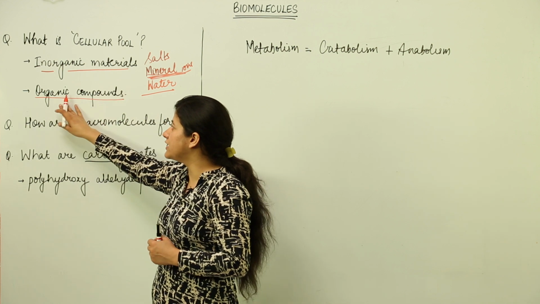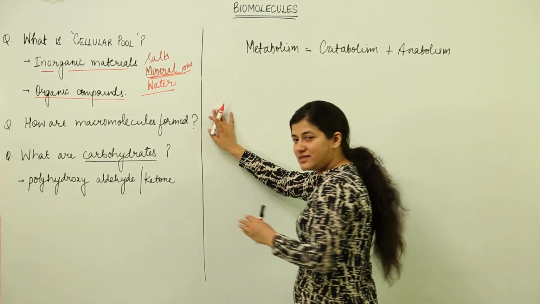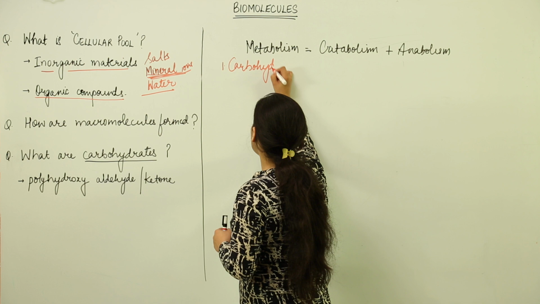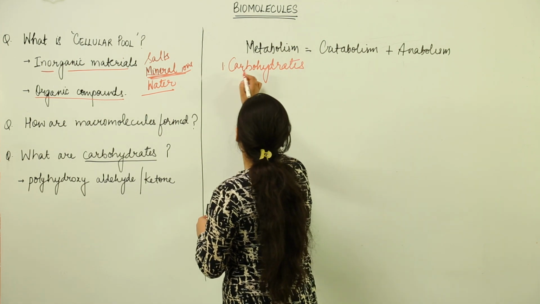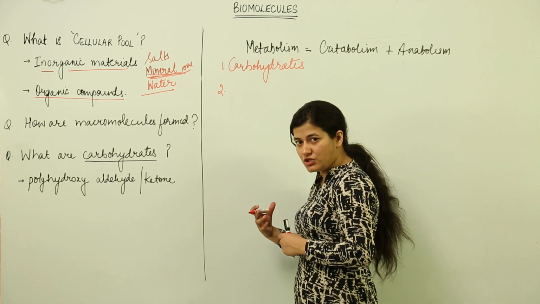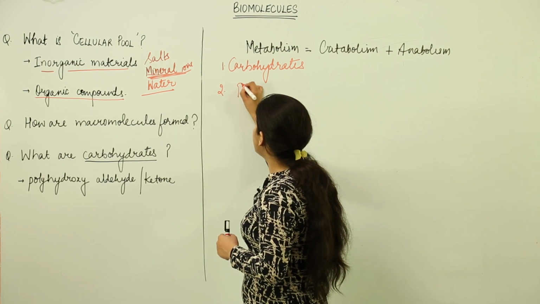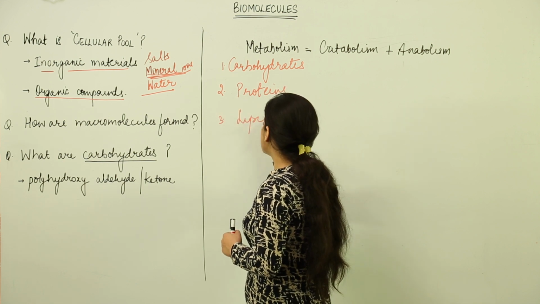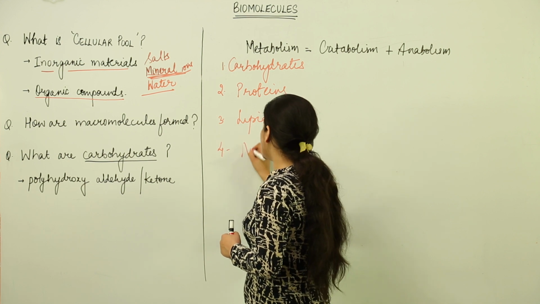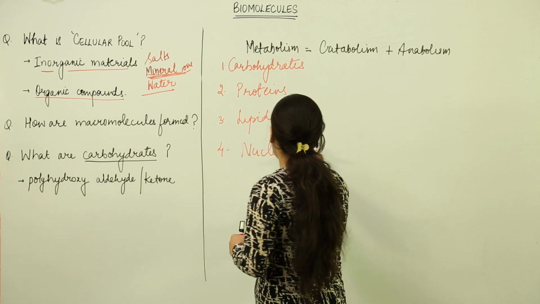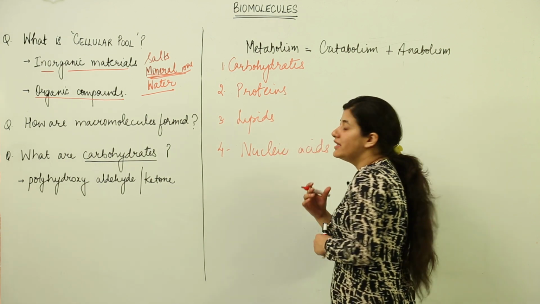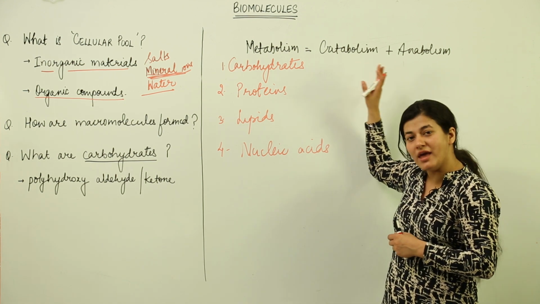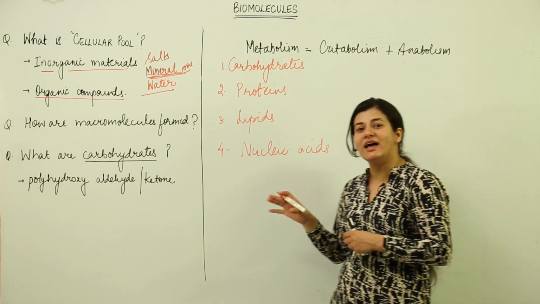There are four major classes of organic compounds that we come across in a cell. First one being carbohydrates. If you haven't heard about this term, these are the sugars that we consume in our food. Then the second one is proteins. Third one is lipids. And fourth one is nucleic acid. So these four organic compounds interact with each other. They have such characteristic properties which enable them to carry out the functions of catabolism and anabolism and maintain the cell as a living entity.